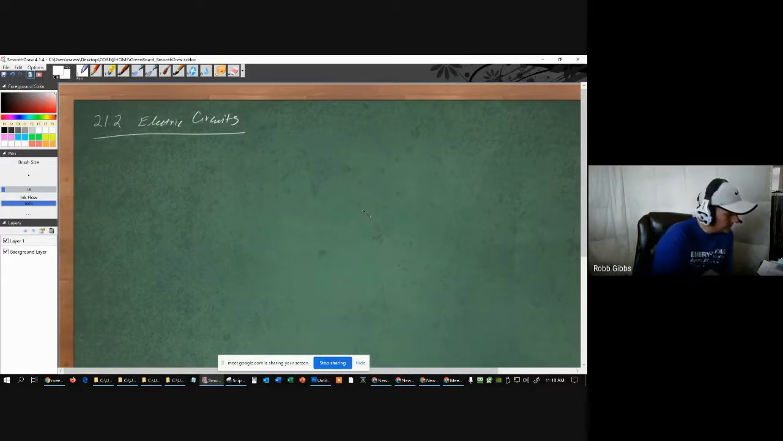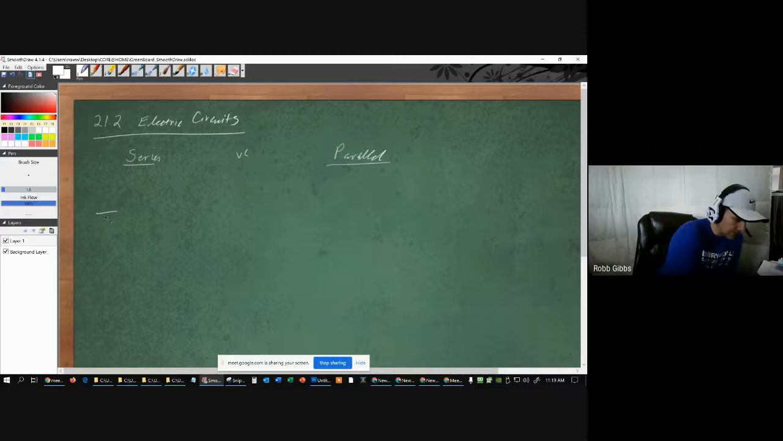We're going to continue with Chapter 21, Section 2, Electric Circuits. So we learned some circuit components, symbols and schematics. Now we're going to take a look at two basic types of circuits, the series circuit and the parallel circuit, and see how they're different. A series circuit is just components daisy chained together in a series. Parallel is where the circuit branches.